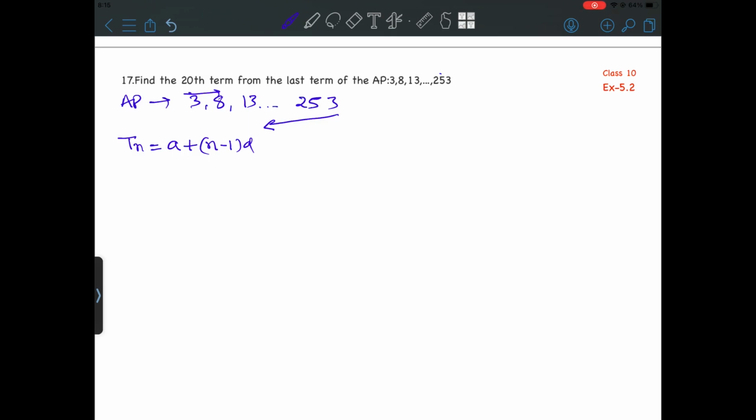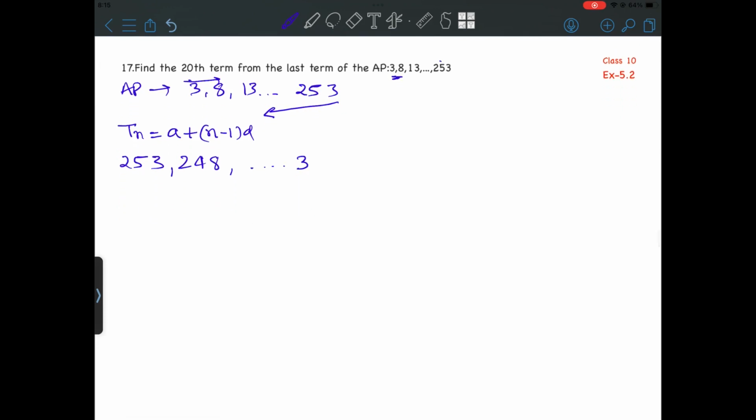So it will become 253, and if you see, the common difference of this AP is 5, right? But we have reversed it, so it will become minus 5 because the AP will be decreasing. So the second term of this AP will be 253 minus 5, that gives us 248. Likewise, the last term of this AP will become 3, which was the first term of the original AP.